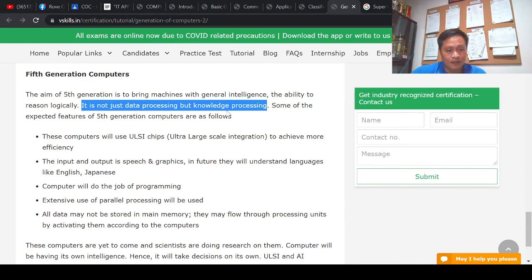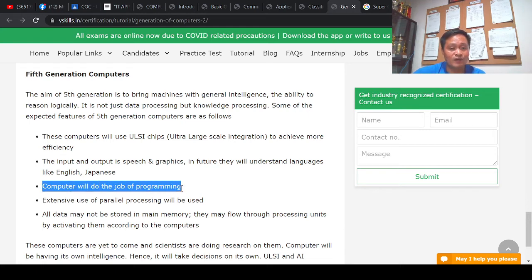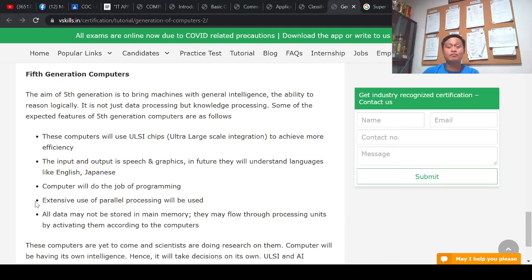Our fifth generation computers have the ability to decide logically. And the input and output is speech and graphics. No more keyboard, no more keypad. It's more on voice. In future, they will understand languages like English and Japanese. So it's like human beings. There's artificial intelligence in them. Computers will do the job of programming. The computer itself is capable of creating a program. It's a programmer.